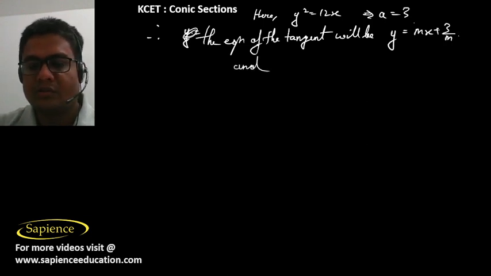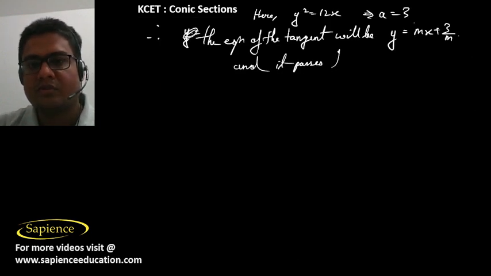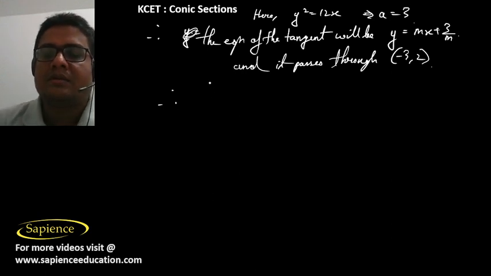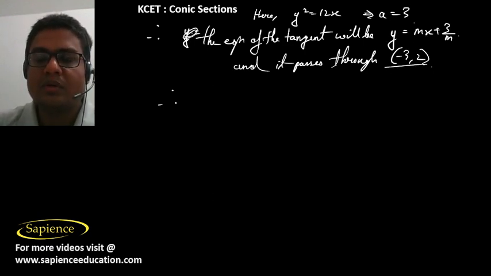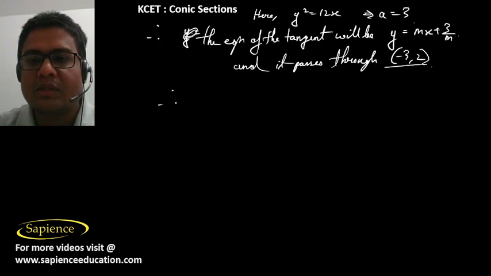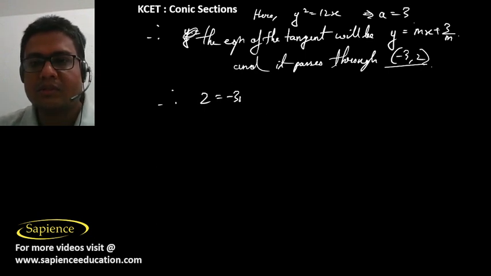and it passes through the point minus 3 comma 2. So therefore you can say that if I put minus 3 comma 2, then it should have two roots actually, since there are two tangents which will pass through the same point. So if I put minus 3 comma 2, this will be 2 equal to minus 3m plus 3 by m, and this equation should have two roots.